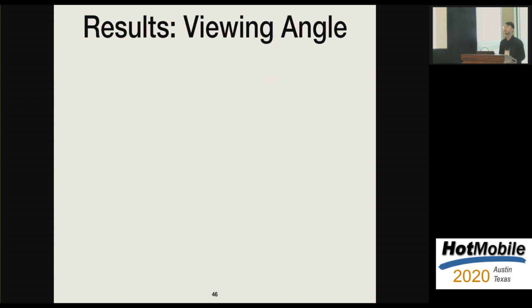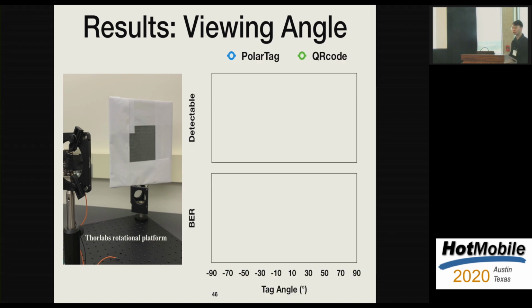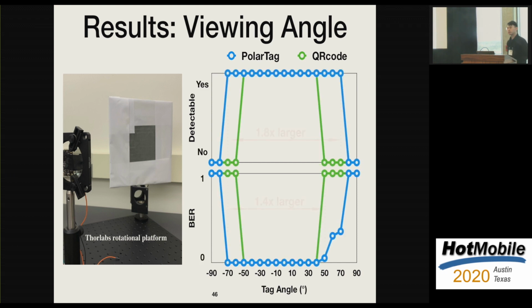And then we tested the viewing angle of our tag. On the left, we put our tag on a rotational platform and rotated it from negative 90 degrees to 90 degrees with an interval of 5 degrees. And we show the result on the right. The y-axis is still the same, and the x-axis is the tag angle. From the result, we can see that our polar tag can achieve 1.8 times larger angular detection range and 1.4 times larger decoding angular range.